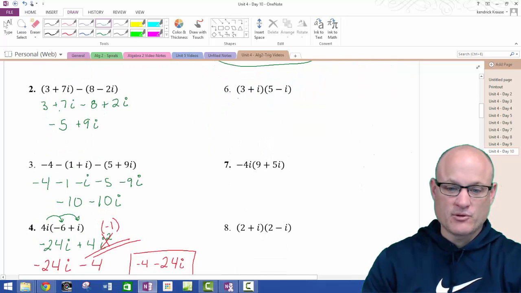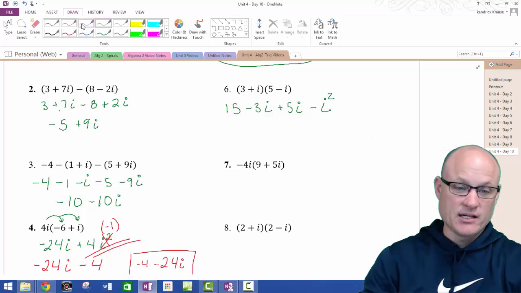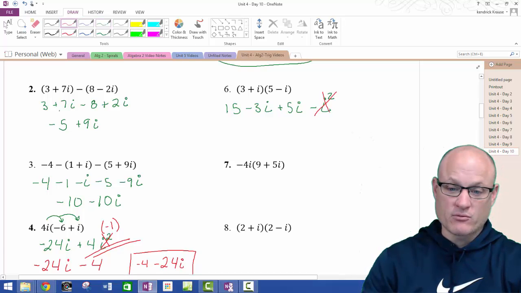Okay, double distribute here. 3 times 5 is 15. 3 times -i is minus 3i. Positive i times 5 is positive 5i. And positive i times negative i is negative i squared. But again, every time you see an i squared, we're going to replace it with negative 1. So this really becomes negative 1, which is really, this whole thing becomes a plus 1. So my final answer is 16 plus, and then combining these two, I get 2i.